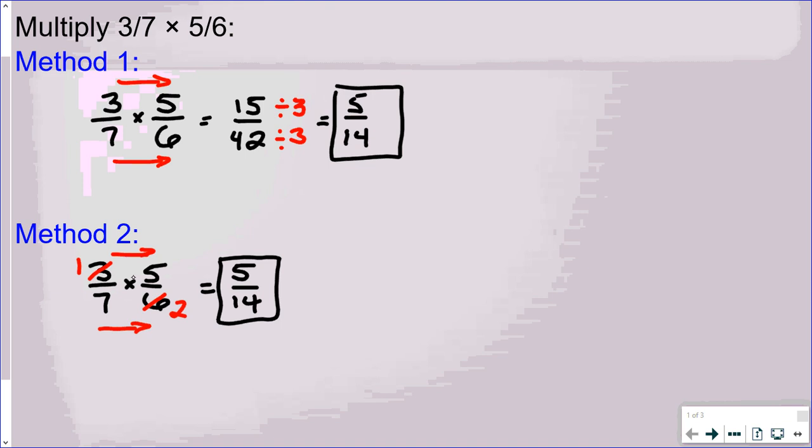So the difference between these two methods is in the first method, I'm simplifying at the end. In the second method, I'm simplifying in the beginning. And you'll see with method 2, it's actually easier because here I'm simplifying 3 and 6, whereas up here, I had to simplify 15 and 42. So method 2 is the preferred method. If you simplify the diagonals fully, then your answer will always be simplified.